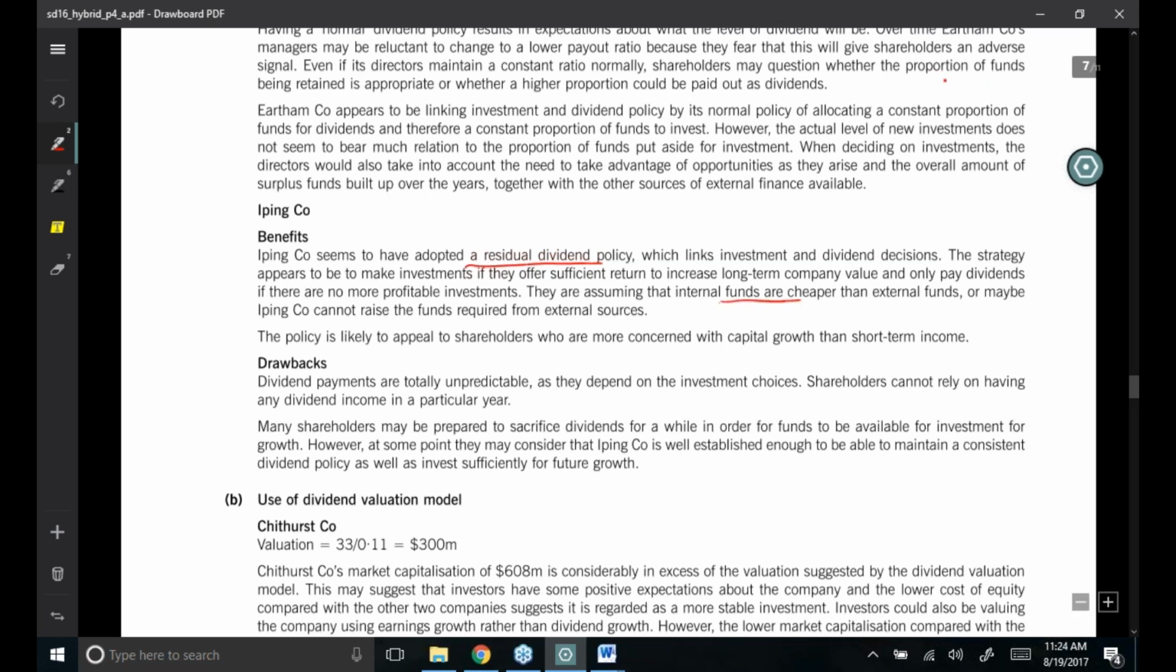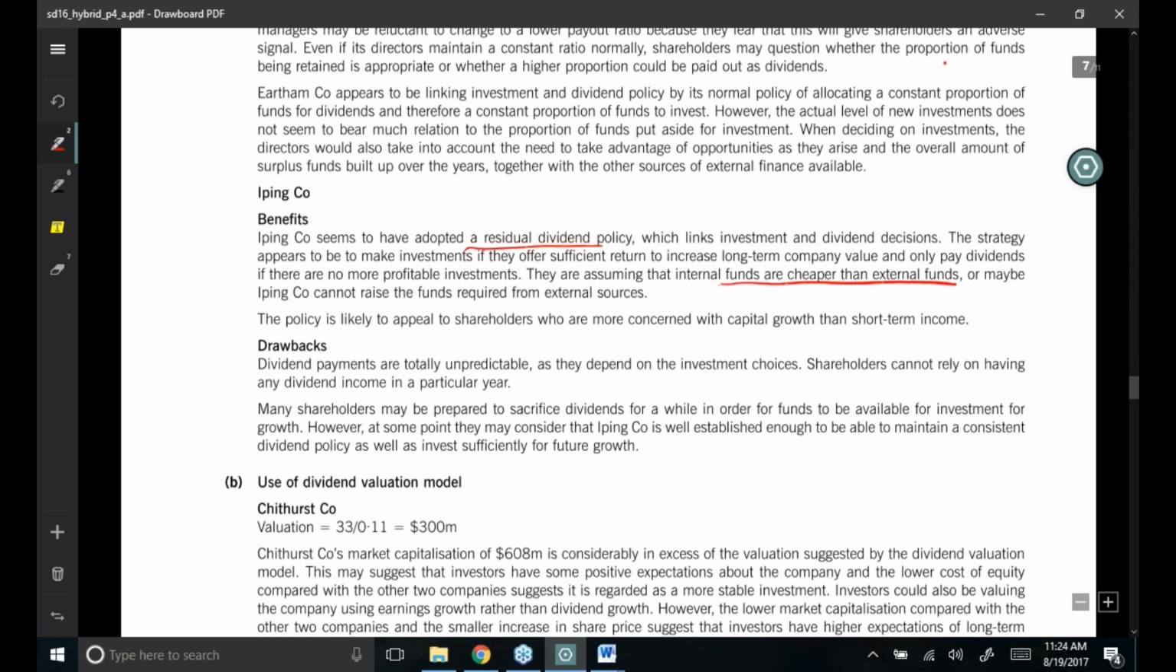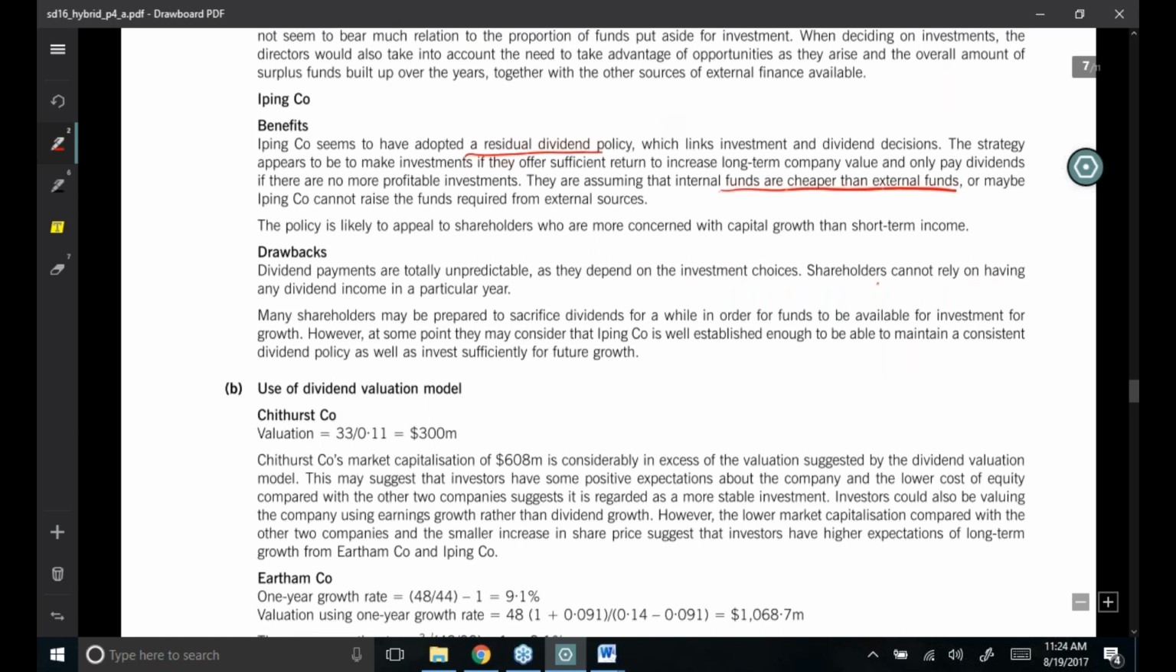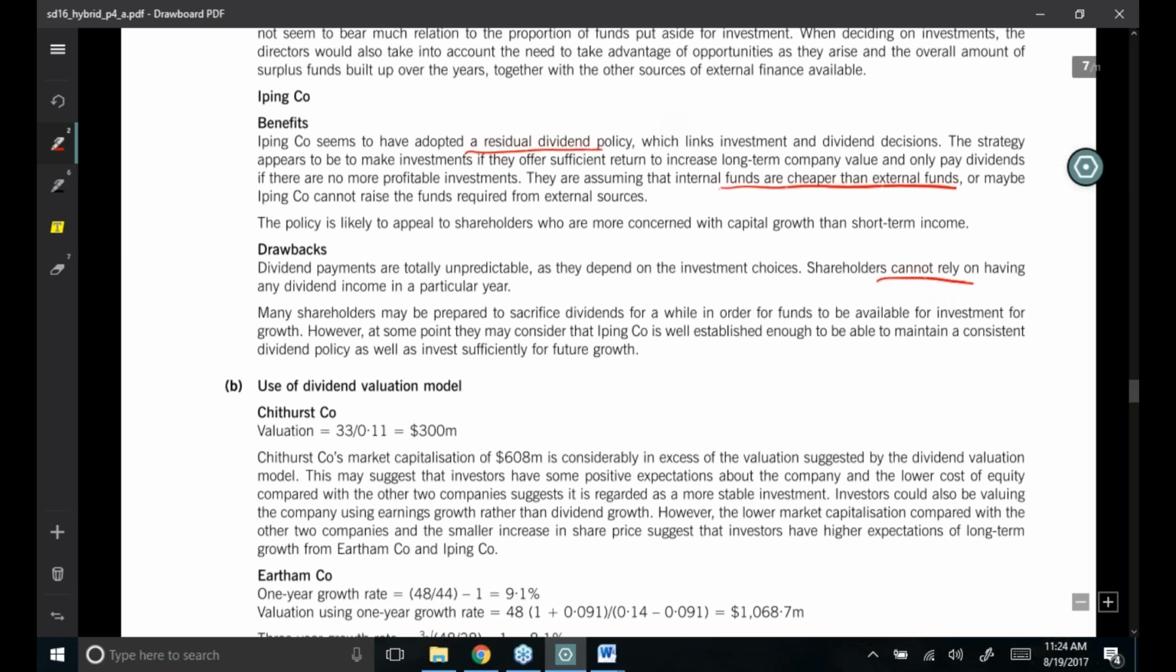Assuming that internal funds are cheaper than external funds, this policy is likely to appeal to those shareholders who want capital growth. Dividend payments are totally unpredictable as they depend on the investment choices. Shareholders cannot rely on having any dividend income in a particular year. So this company will not be a good investment for those shareholders who want a predictable and stable dividend. These are the benefits and drawbacks of the company.